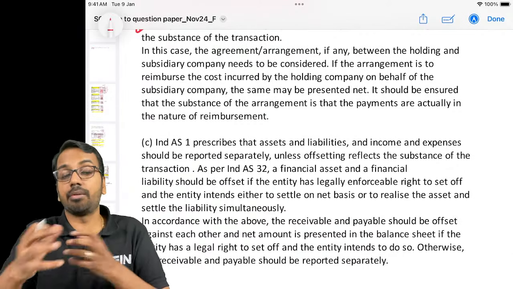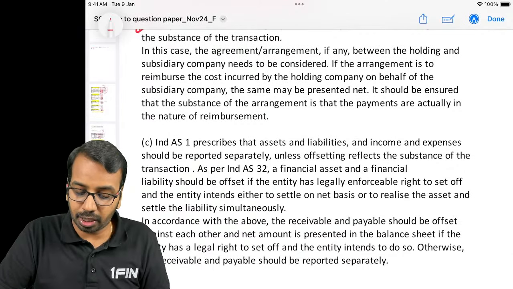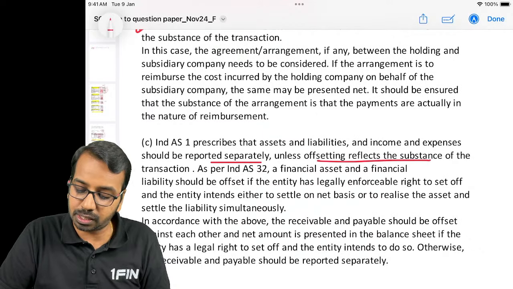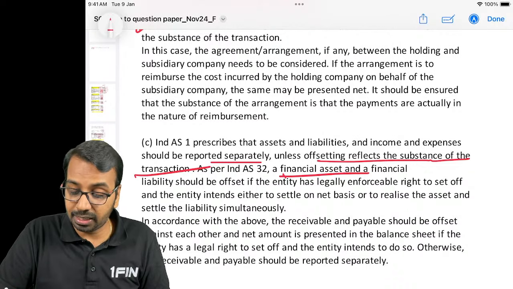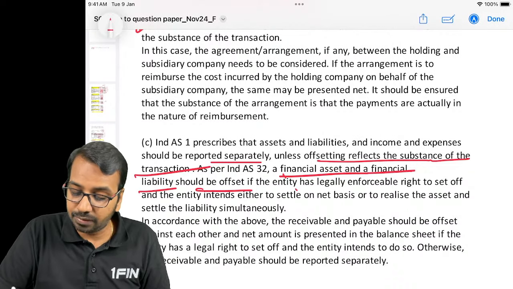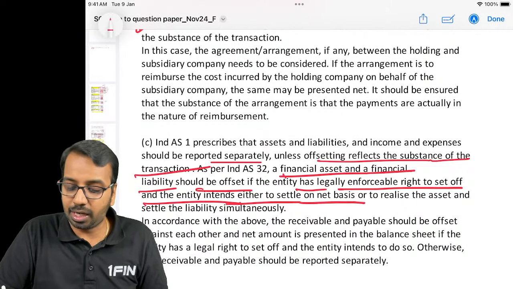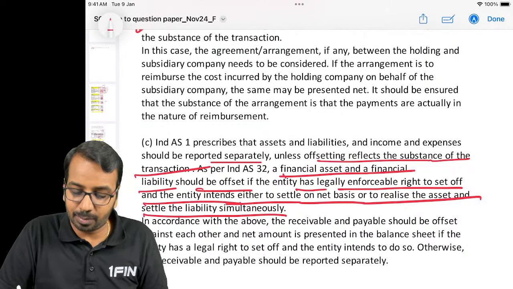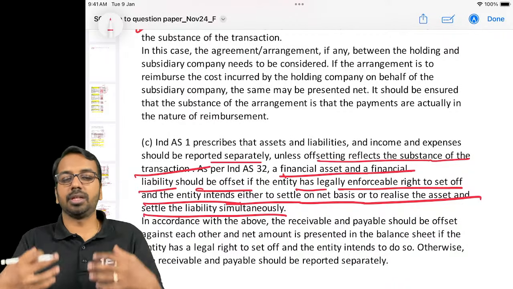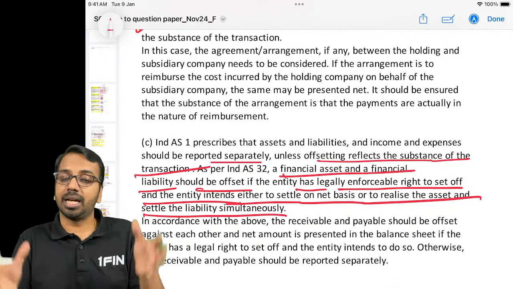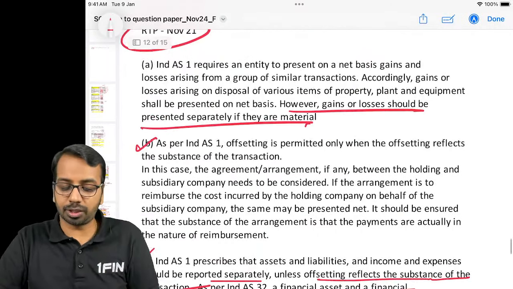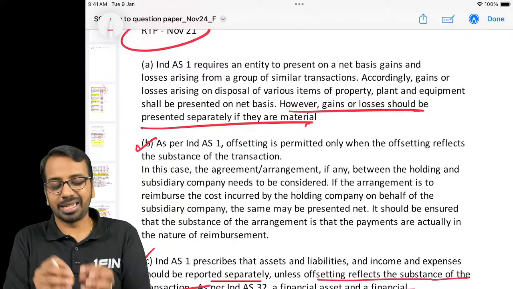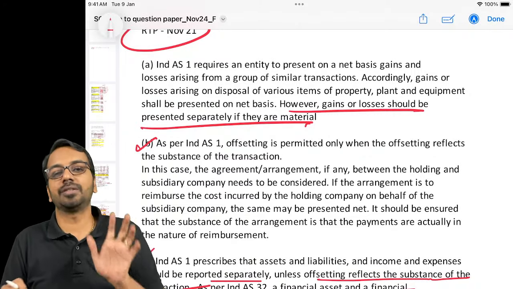when there is a receivable payable from the same party, okay, you should report it separately unless offsetting reflects a substantial transaction. And as per Ind AS 32, a financial asset and a financial liability should be offset if the entity has a legally enforceable right to set off and intends to settle on a net basis or realize the asset and settle the liability simultaneously. So if I have the intention, if I have the right to offset, I should be offsetting. So then I can present it on the net basis, otherwise no. Now 4-mark question, don't expect to write so much, just give whether offsetting is allowed or not with a brief reason.